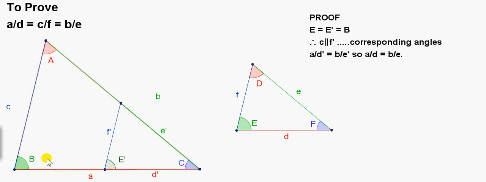Now we know that angle E equals angle B, because the original two triangles are similar. This triangle is similar to the big triangle. Angle E equals B and angle E equals E prime, so that means that E prime equals B. And if E prime is equal to B, it means that line C is parallel to line F prime, because then E prime and B are corresponding angles. So this line is parallel to this line.